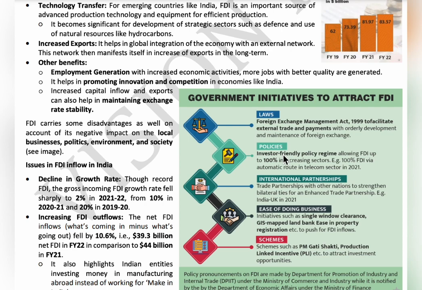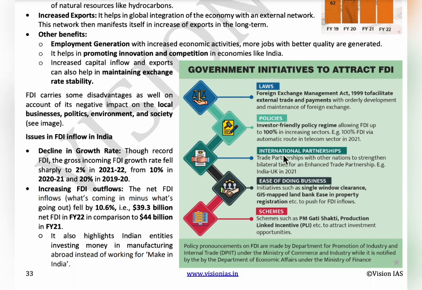Trade partnerships were made to promote bilateral ties between both countries, like India-UK and India-Australia, etc. And to promote ease of doing business, single window clearance was made through the foreign investment facilitation portal, and the PM Gati Shakti scheme was launched. Production linked incentive schemes were launched to attract investment opportunities.